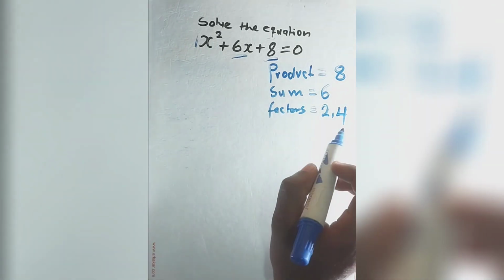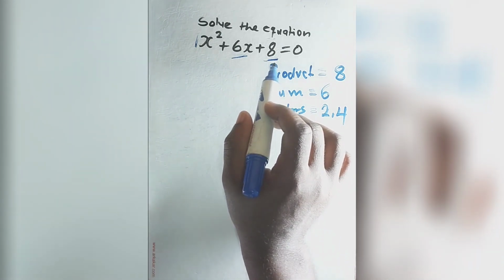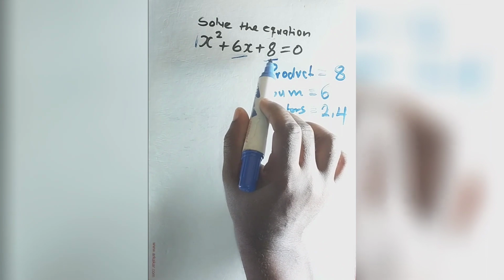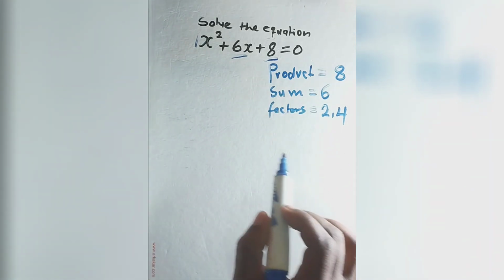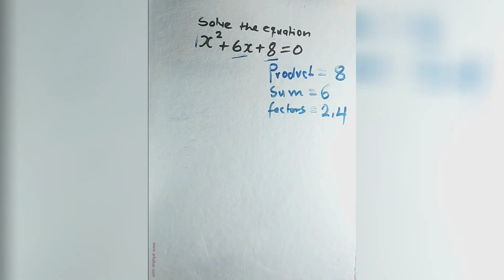So knowing that, let's quickly check this. 2 times 4 gives you 8, that is your constant 8. And then 2 plus 4 gives you 6, that is the coefficient of x. So here we can move on to solve without any difficulty.